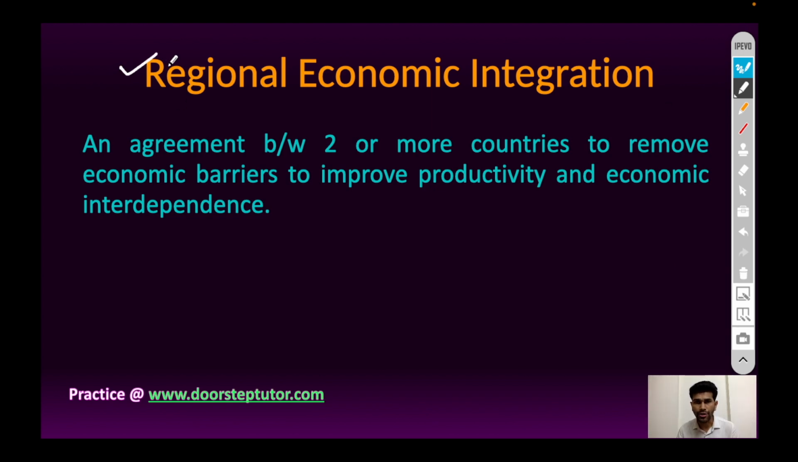Regional economic integration is an agreement between a group of countries in a geographical region to remove or reduce economic barriers. These are trade barriers and non-trade barriers, to improve productivity and ultimately economic interdependence, so that there can be free flow of goods and services and other factors of production between each other. Other factors include capital, people, ideas, etc.